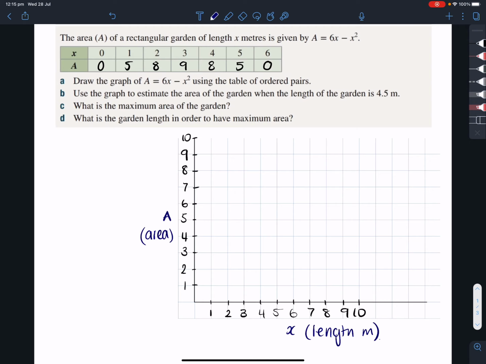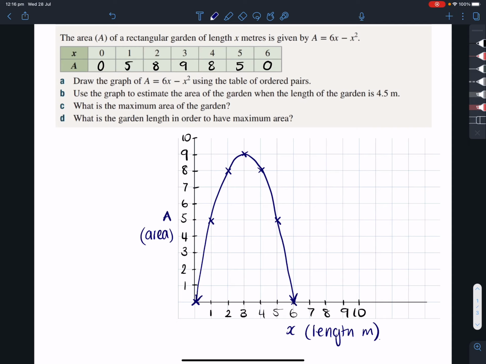So we've got 0, 0. We've got 1 and 5. We have 2 and 8, 3 and 9, and then we flip back over, go 4 and 8, 5 and 5, and 6 and 0. So if I draw it, it's a bit of a sad looking parabola, but I guess you get the point. Now it's in the first quadrant because you can't have negative area.